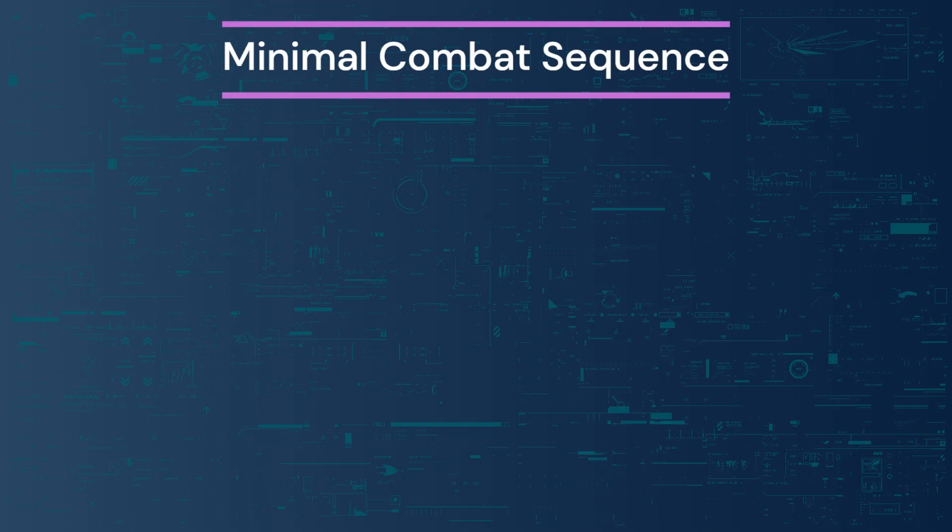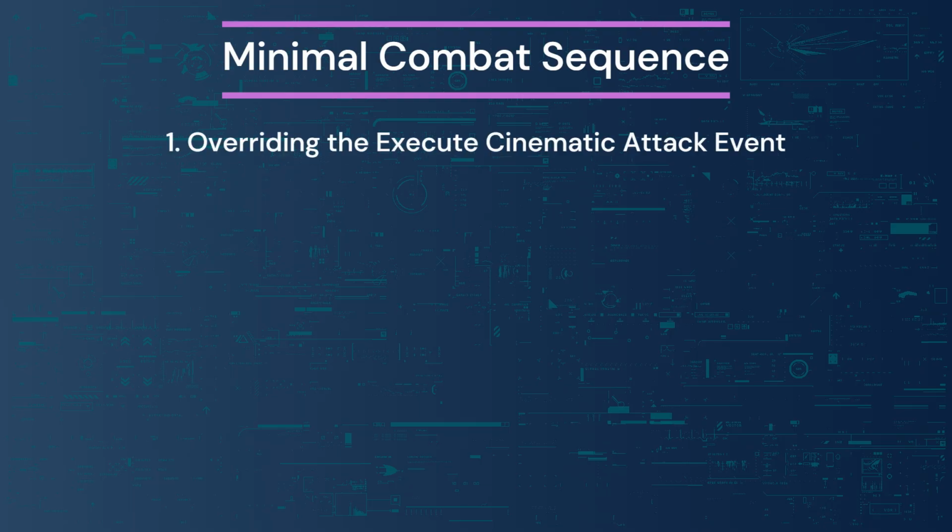First off, we're going to need to override the character unit's execute cinematic attack event. For those who are unfamiliar with overriding, it basically allows us to define a unique script for each of our characters while using the same function call in the battlefield class that controls the flow of attacks between character units in a cinematic sequence.